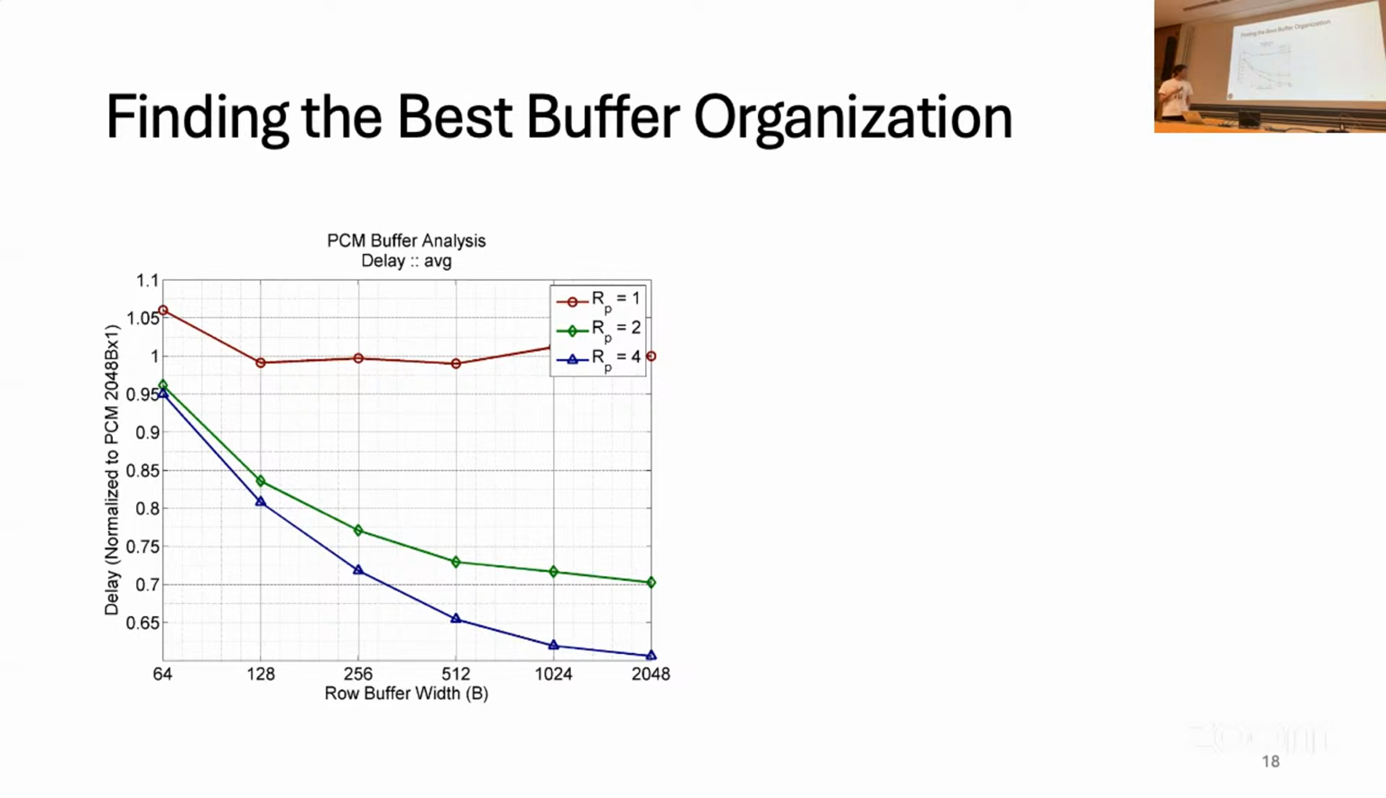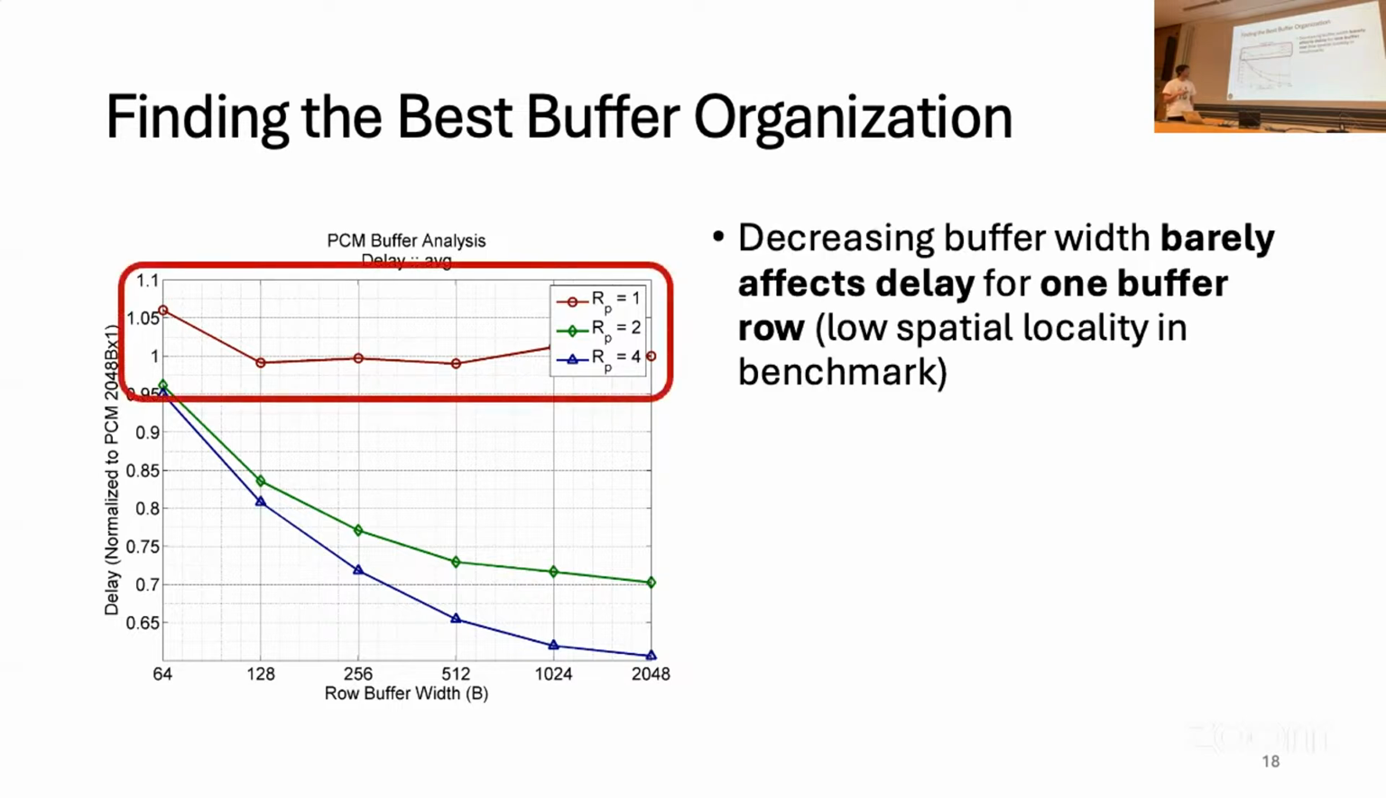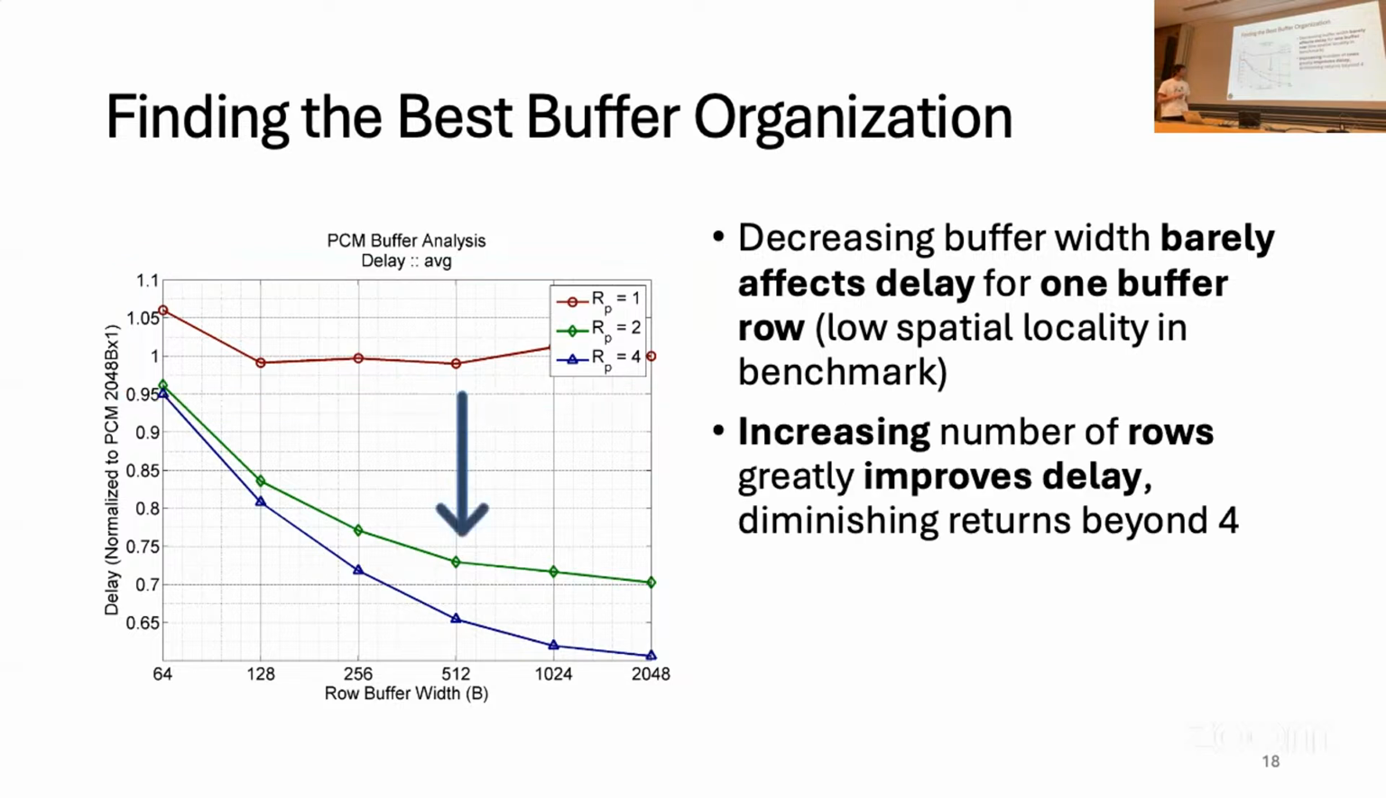And the different lines correspond to different number of rows in the buffer. So red is for 1, green is for 2, blue is for 4. And if you focus on just having one buffer row, we can see that varying the width of that row barely affects the performance, right? So what this tells us is that the spatial locality that we have available in this one wide row is not exploited in this benchmark.